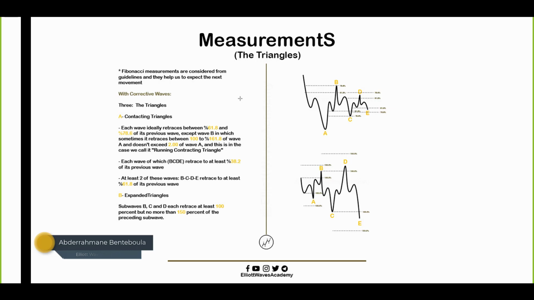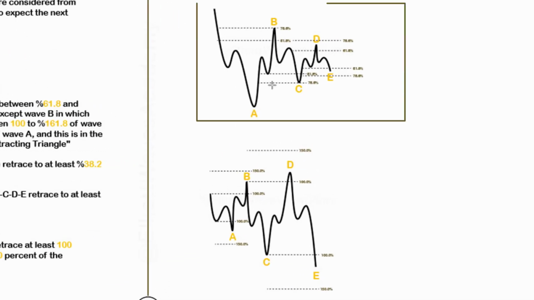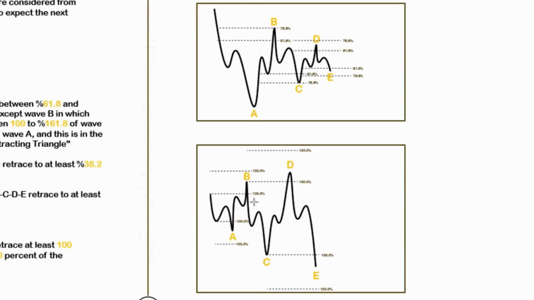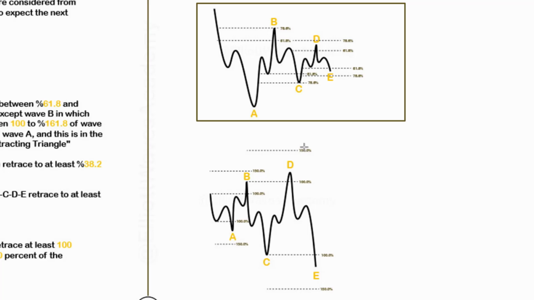As you can see here, theoretically we have two triangle patterns: the contracting triangle and the expanded triangle pattern. Each one of these triangles has its own characteristics and rules. We talked about the rules, and today we are talking about the measurements. So first, let's start with the contracting triangle pattern.